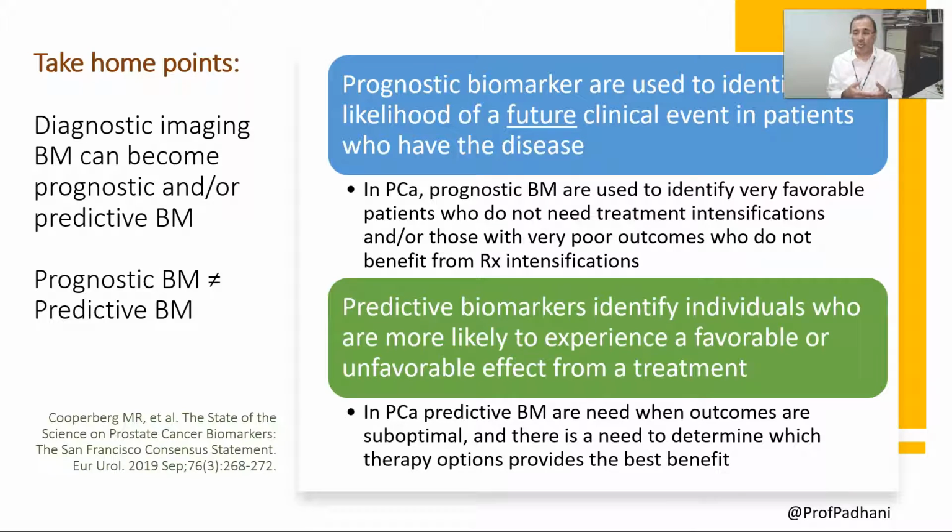Predictive biomarkers should be used to identify individuals who are likely to experience a more favorable or an unfavorable effect from a therapy, and are used for the usual patients to determine which therapy option provides the best benefit.